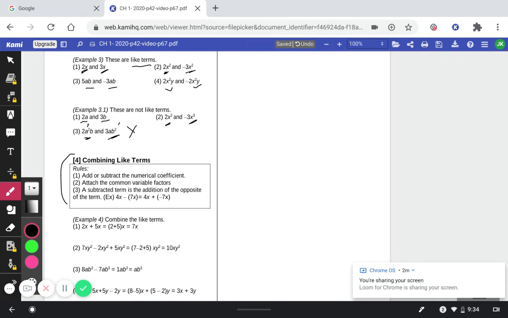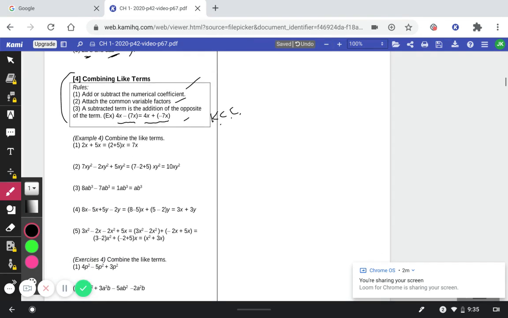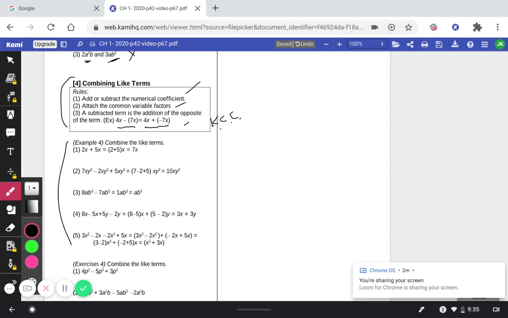Only if you have like terms, you can add and subtract the numerical coefficients and attach the common variable factors, and subtract terms by adding the opposite of the terms. So for example, when you have 4x minus 7x, you could say 4x plus negative 7x, which means you can do keep change only if you have like terms. So let's look at the examples.